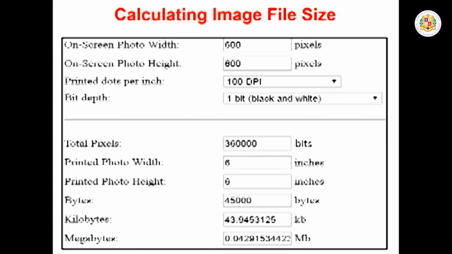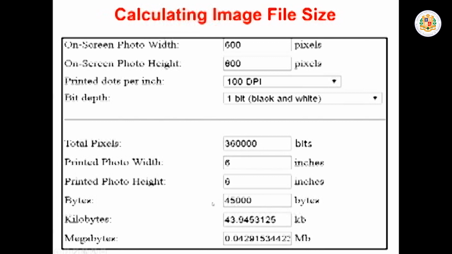Okay, next let's move on to calculating image file size. So this is an example right here. As you can see, we have already gotten the size of the image, the DPI, and the bit depth. So how do we compute the total bits of an image, the size of an image? We get the width size and the height size, we multiply them together, and then we multiply by the bit depth, which is 1. We get this as the total.